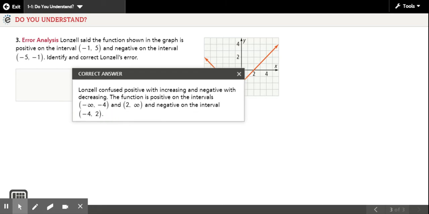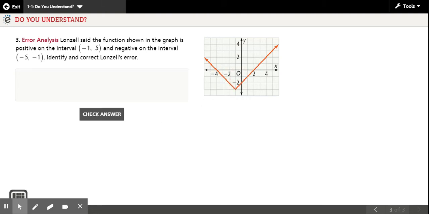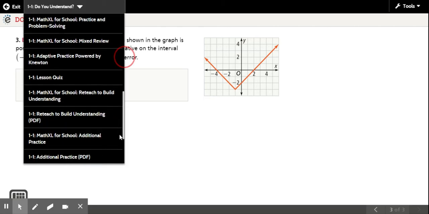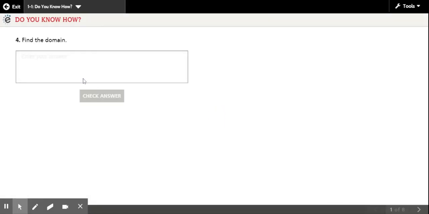All right, so that's basically what he just said. The function is positive from -infinity to -4, and then 2 to infinity, and then it's negative in between. Again, I would pause it and then give it a try.